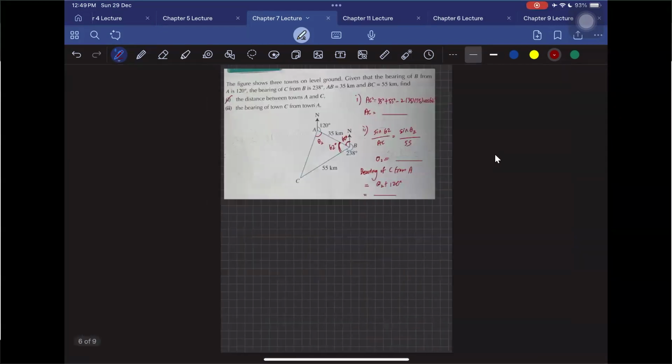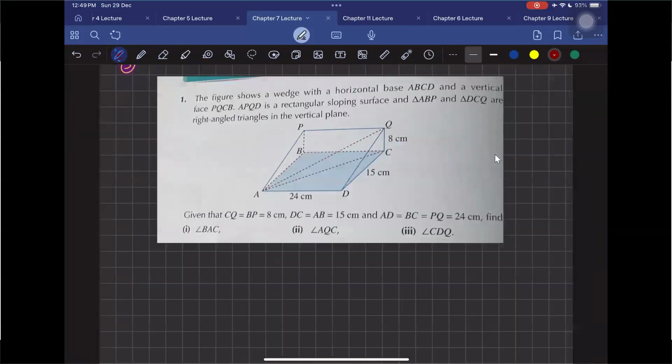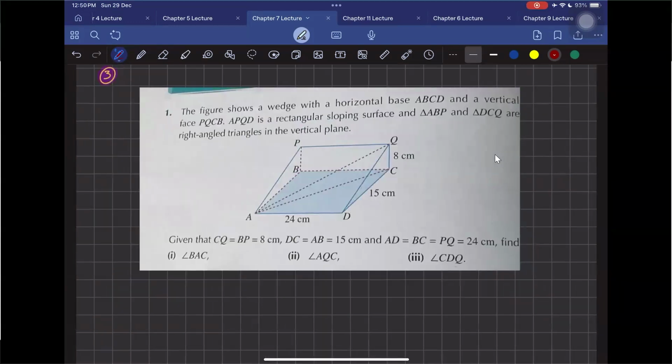Now we'll be moving on to the third concept. So again, this is very similar to what you have done so far, just that now it's in a three-dimensional shape. And just take note that whenever it's three-dimensional, it's mostly going to be right angle triangles. So you can always use Pythagoras theorem or your Trigo first before moving on to your sine or cosine rule. Okay. So always remember the order.